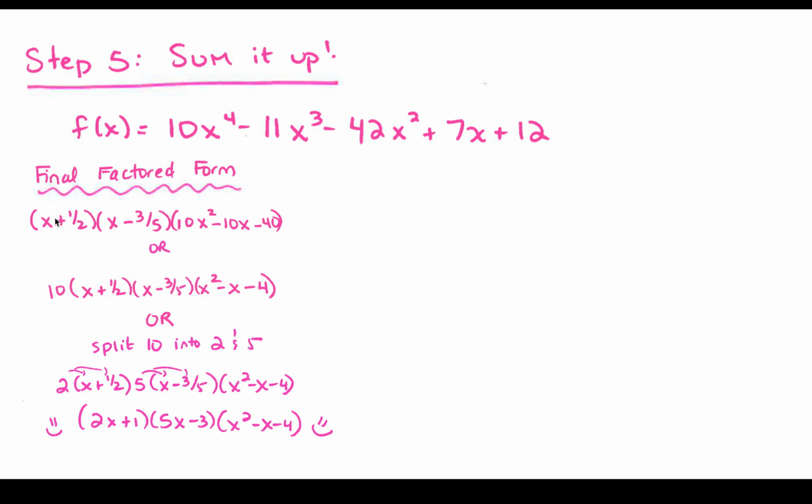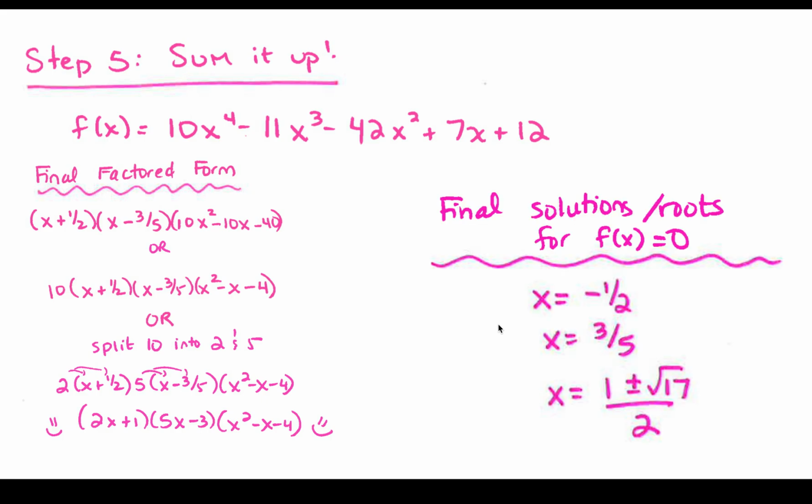Right now, if you're only comfortable with the first or even the second step, I'm good with that, but it would certainly be nice to try practicing this. And then, finally, to get the roots is when you list out the answers if you solve for when it equaled 0. So that'd be the -1/2 and the 3/5, the first two winners, and then the 1 plus or minus root 17 over 2. And that's how you solve a polynomial equation.